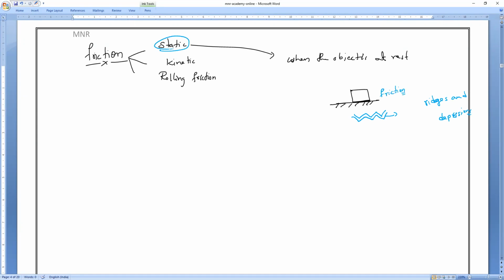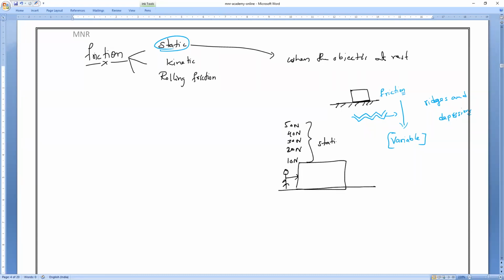Now, notice that static friction does not remain constant. Static friction is variable. For example, there is a block on the surface, and I ask Mr. Nivedan to push it. He applies 10 newtons, no motion. 20 newtons, no change. 30 newtons, no change. 40 newtons, no change. 50 newtons, no change. All of these are static friction. Am I right or wrong?